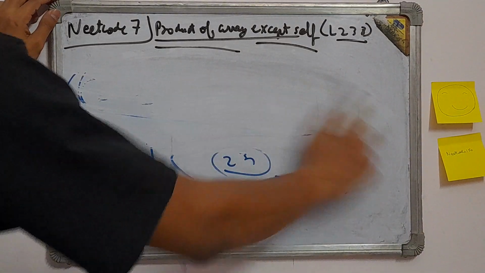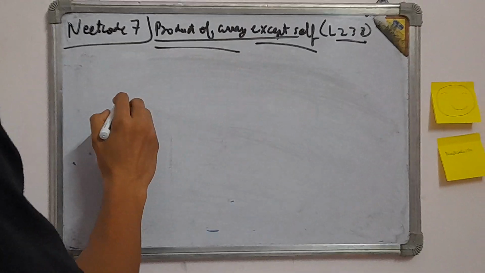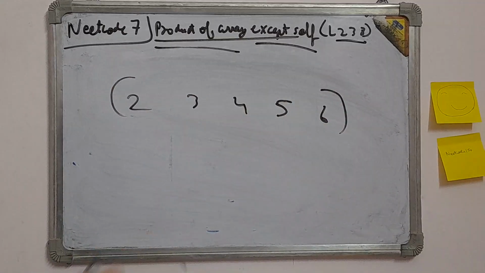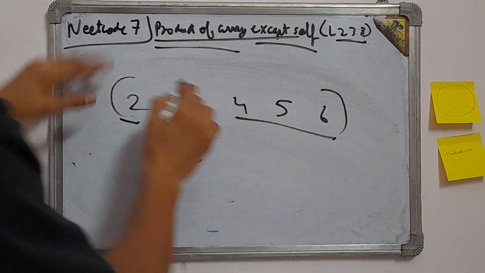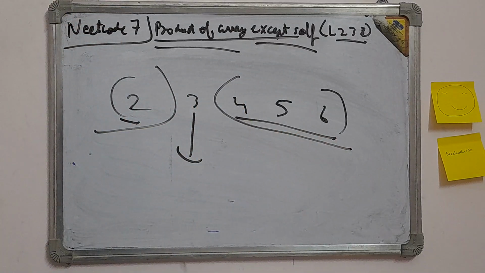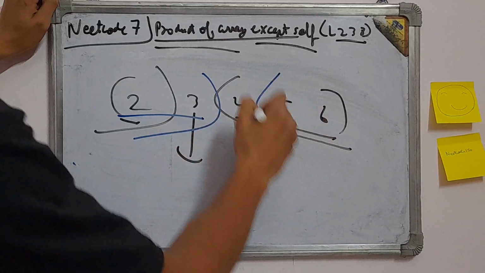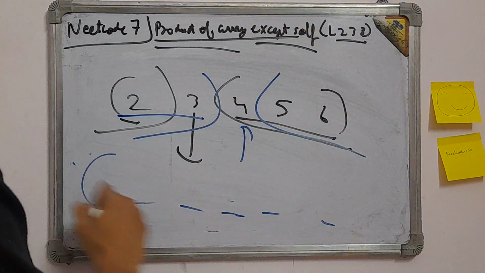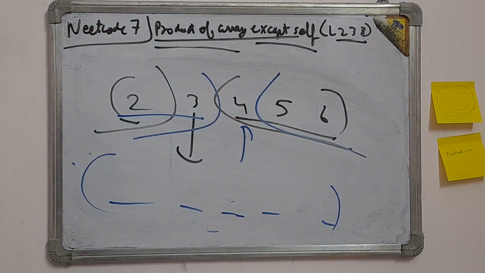So let me take the starting example again and let's see what we can do. The array was 2, 3, 4, 5, 6. If we take an element, let's say we take 3, the answer for 3 will be 2 into 4, 5, 6. That means the prefix into the suffix. And for 4, the answer will be 2 into 3 into 5 into 6. That means for each element, the answer that we store in the final array is nothing but the prefix of the number and the suffix of the number in the array. So we can try to think of that in our next logic.